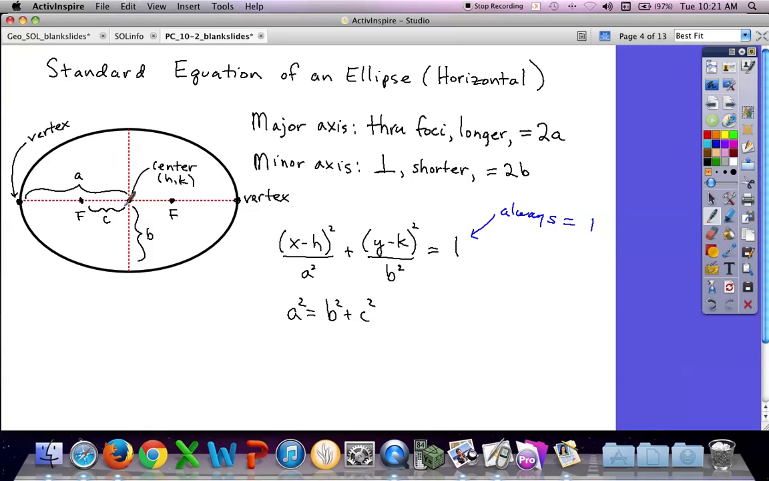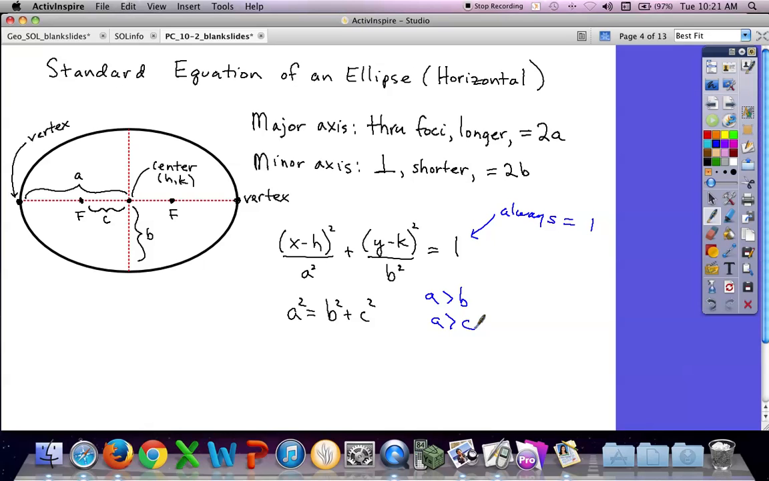Since a is half the distance across in the longer direction, a is bigger than b. And since a is all the way from the center to the side, but c is the distance to the focus, which is inside of the ellipse, a has to be bigger than c. So the biggest of the three letters is always a for an ellipse.